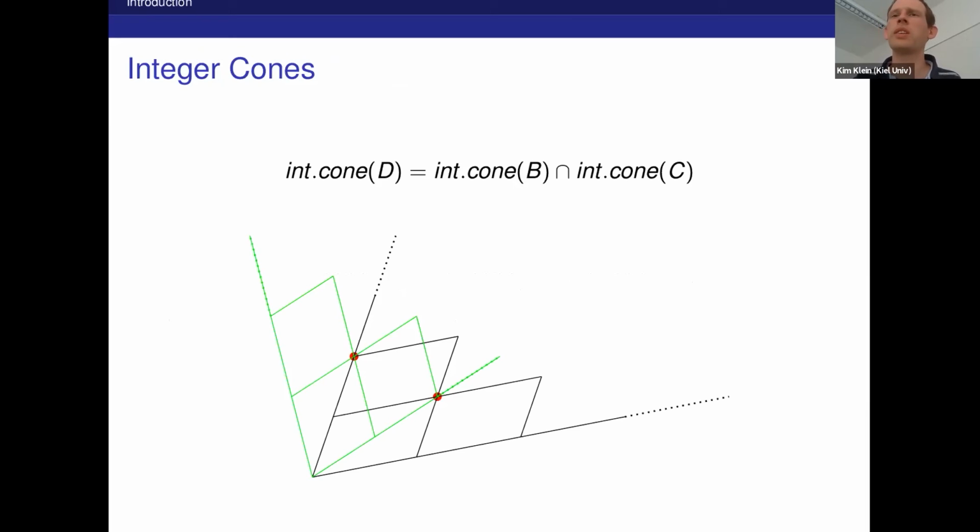So geometrically, that looks something like this. We have the green integer cone and the black integer cone, and the intersection is here, the red point. And of course, this repeats in the same way. So we get that the intersection is again an integer cone.